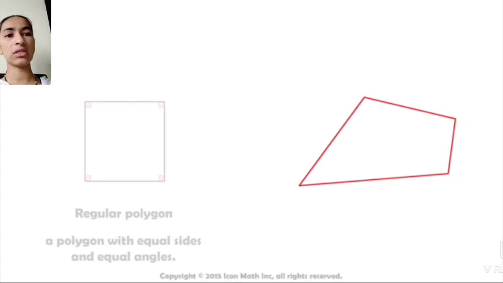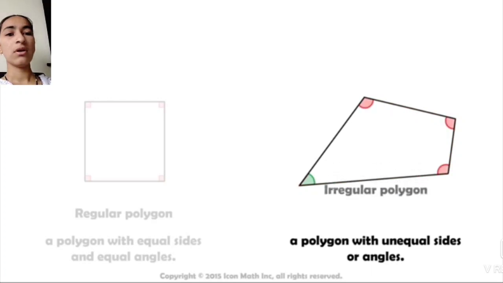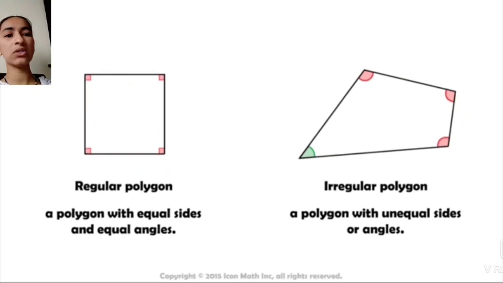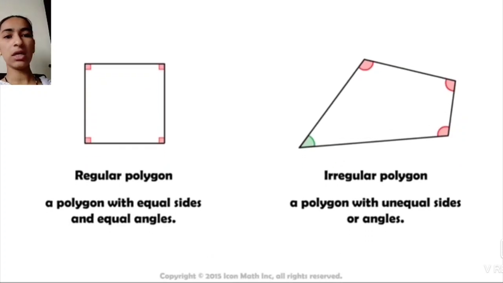Now in the second figure you can see, are the sides equal? No, the sides are not equal. That's why they are not called regular. See, the angles are also not equal. Neither angles nor sides are equal. So it is an example of which? Students, it is an example of irregular polygon, because a polygon with unequal sides or angles is called irregular polygon.